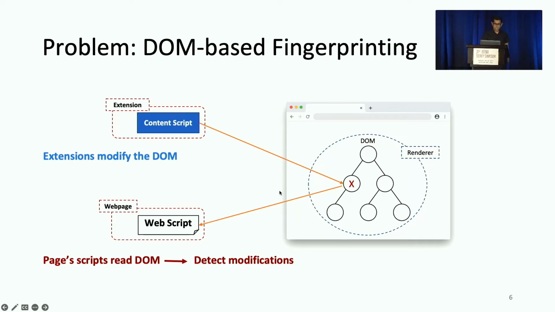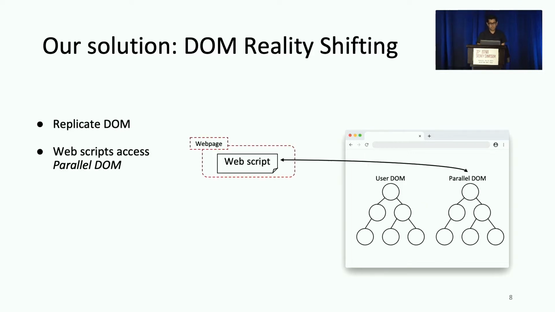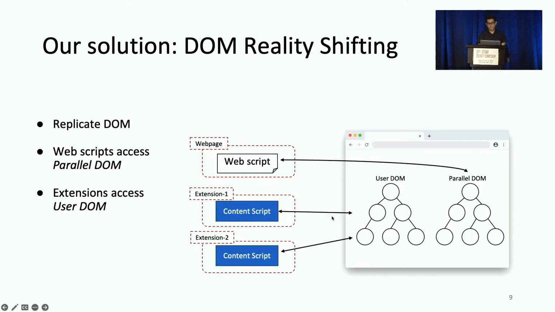So our solution is to separate the DOM that is accessible by a website and the DOM which is observable by extensions. So we create a parallel DOM, and this parallel DOM can be accessed by the web scripts. The web script can read everything from the parallel DOM, and the parallel DOM doesn't have the extension fingerprints. The extension behaviors will be applied on the user DOM. So the website cannot observe those fingerprints in this case.